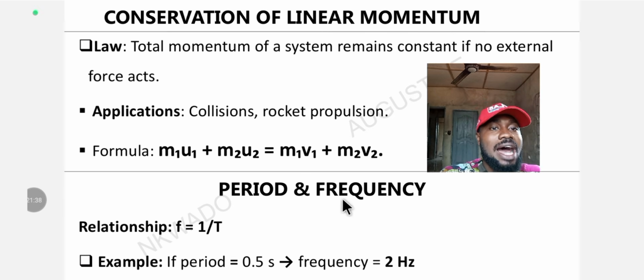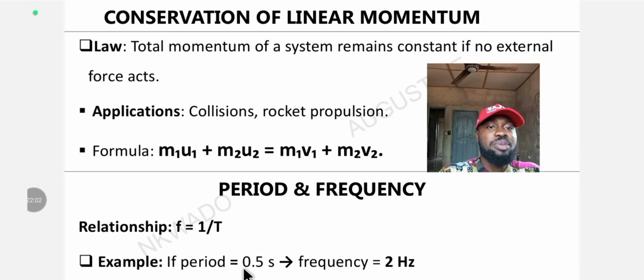Let's move over to period and frequency. What is the relationship between period and frequency? T is time. So the relationship between period and frequency is f is equal to 1 over T. That is the relationship, okay? This relationship you are seeing here is the formula of frequency.